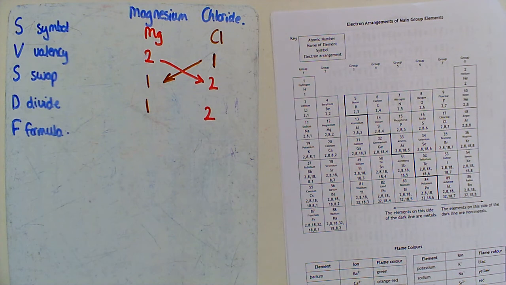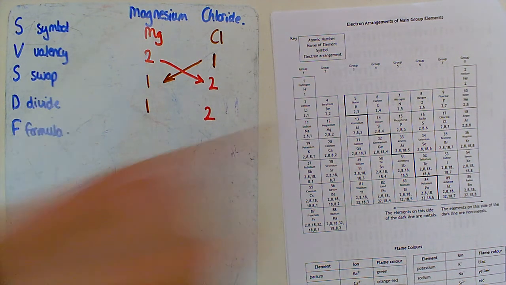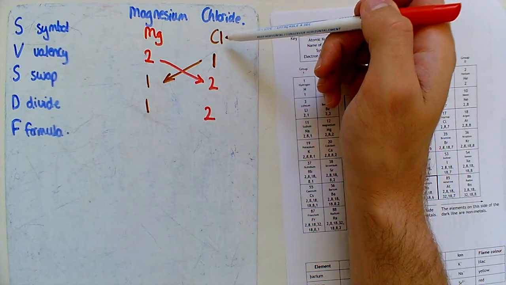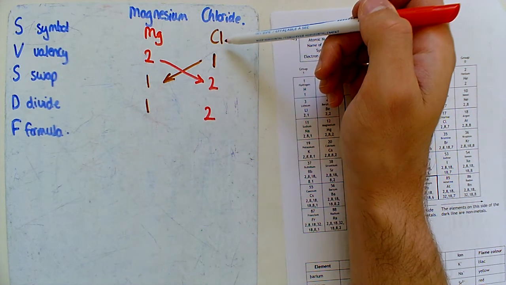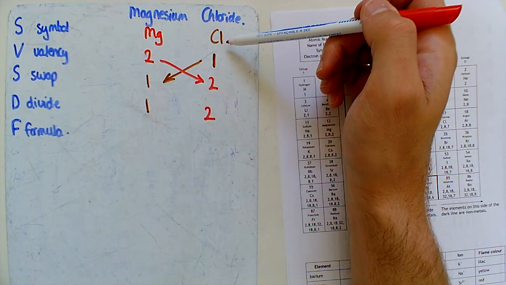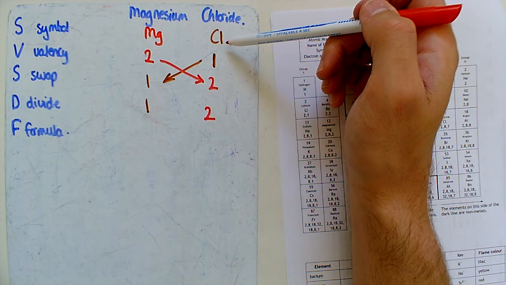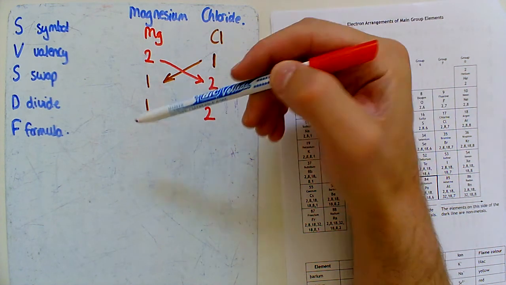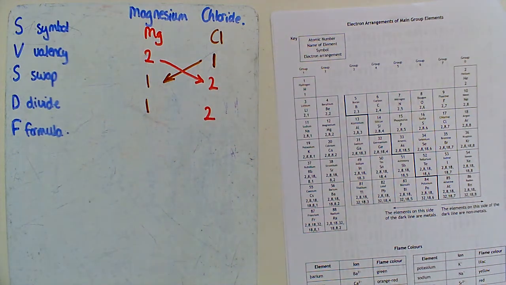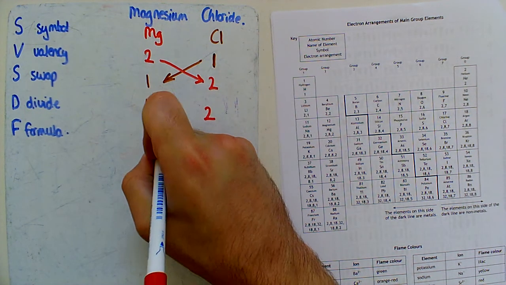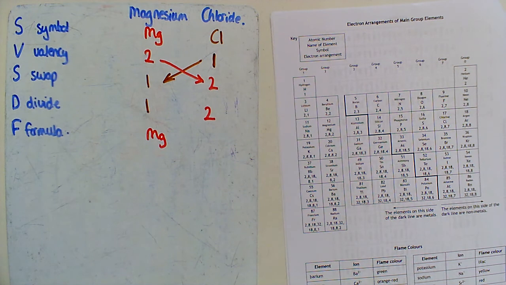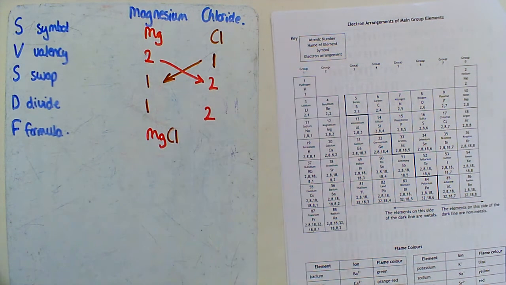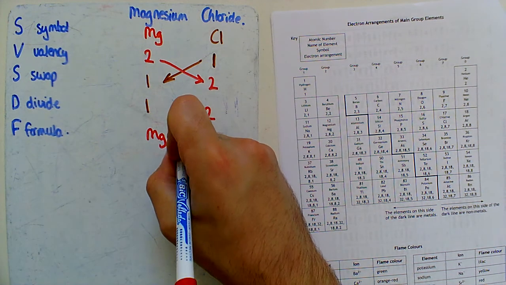Now what we're going to do is write the formula. We take the symbols down and we write the numbers on the right hand side at the bottom beside the symbol that it's now underneath. So magnesium has 1. We know that we don't include the number 1 in a formula, so we're just going to write Mg. Chlorine has a 2 underneath it, so we write MgCl2.